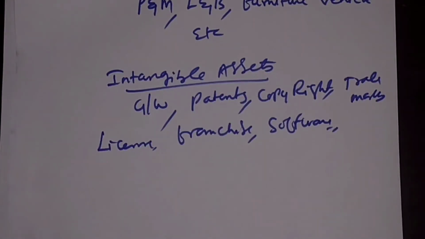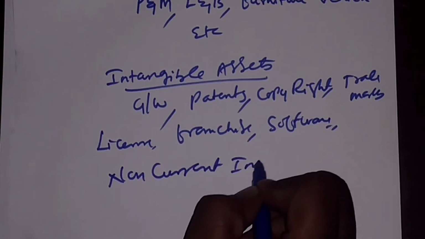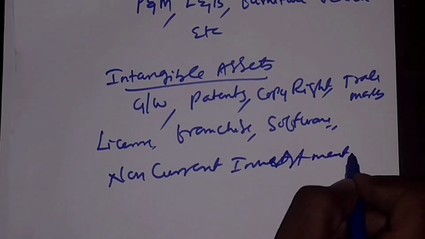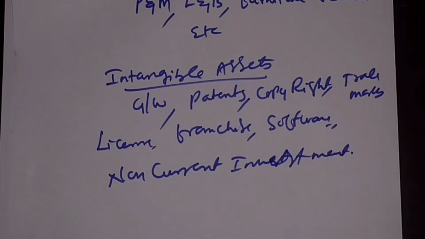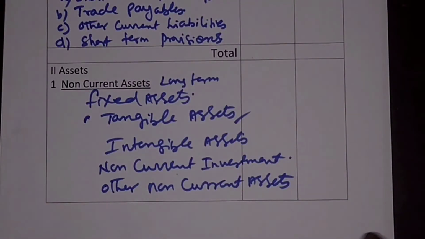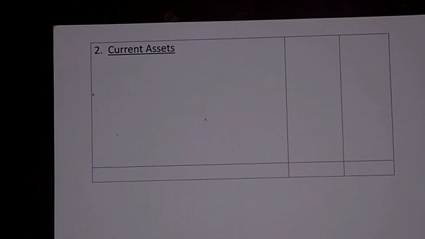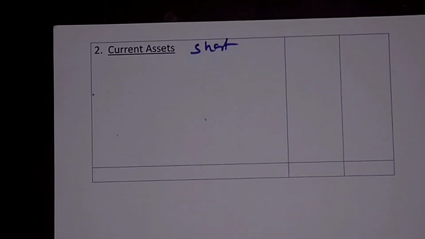Next one is non-current investment. Non-current investment means an investment for more than 12 months. And other non-current assets are various other assets held for a long period. Next, as per our format, after non-current assets, we have current assets. Current assets means their life is for a very short period of time.